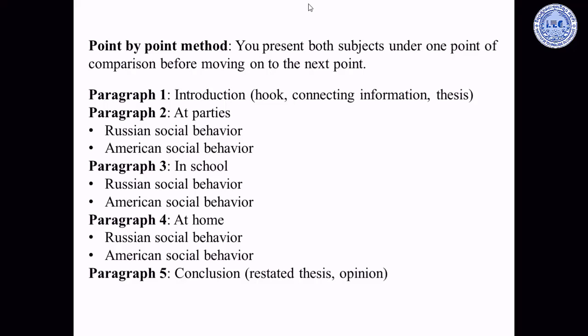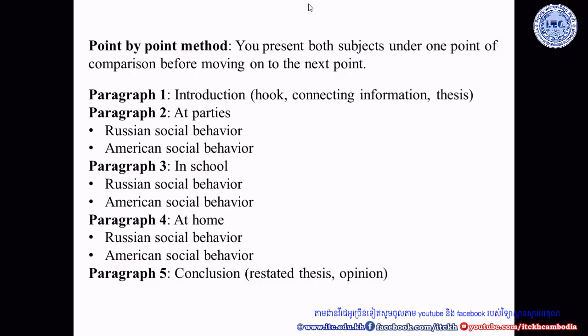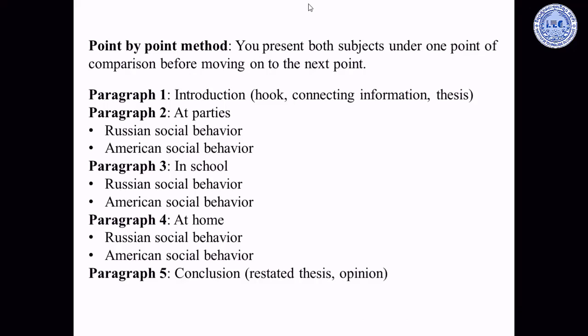As you know, the points between Russian social behavior and American social behavior are at parties, in school, and at home. The first point is about the party, and then we have to put the 2 subjects together in this point-by-point method: Russian social behavior and American social behavior. The second point is about school. After that, we have to mention both subjects together, Russian social behavior and American social behavior in school.